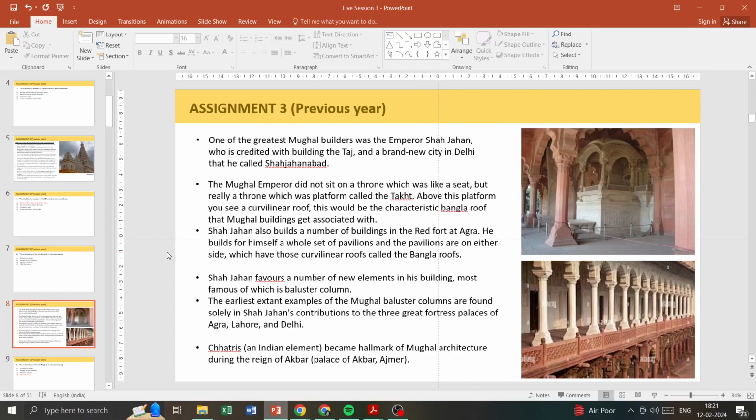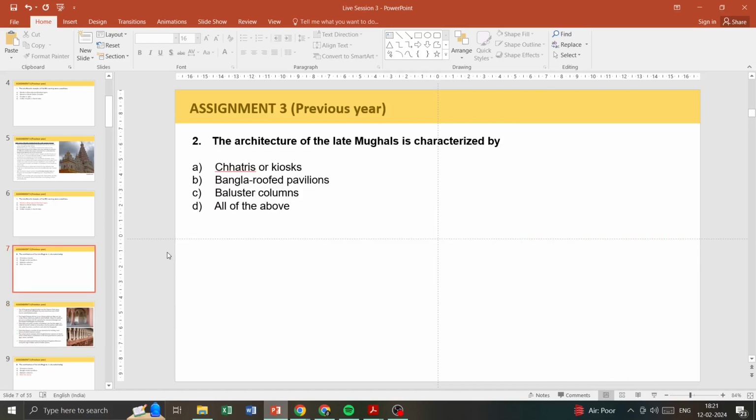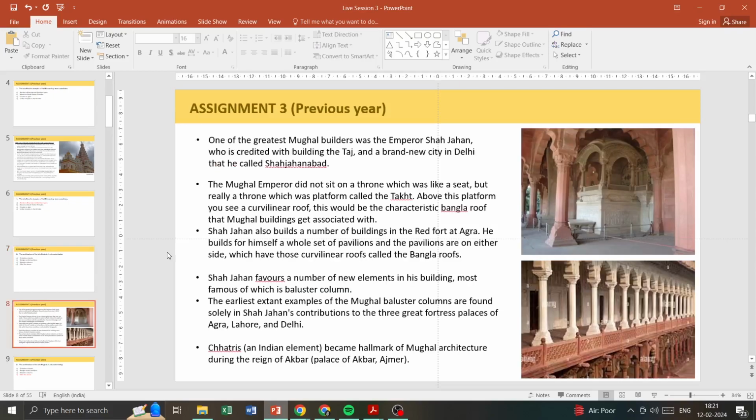So the question was asking that the architecture of the late Mughals is characterized by chhatris or kiosks, Bangla roofed pavilions, baluster columns. So they're not asking specifically what were the things that came in during the late Mughal time. They're asking what were the things prevalent in the late Mughal time. So our answer will be all of the above. Although the Chhatris started with Akbar, they were still prevalent in the late Mughal architecture also.